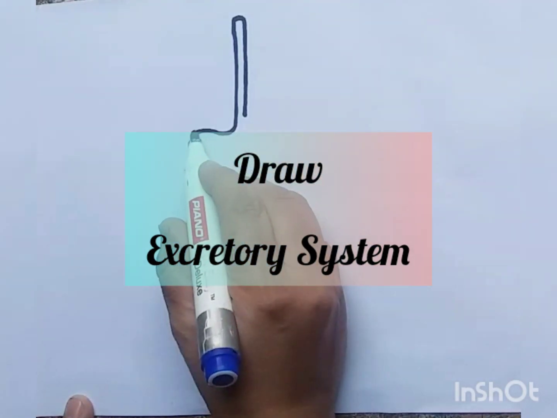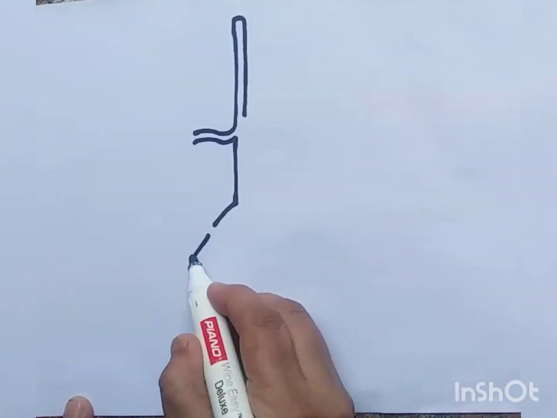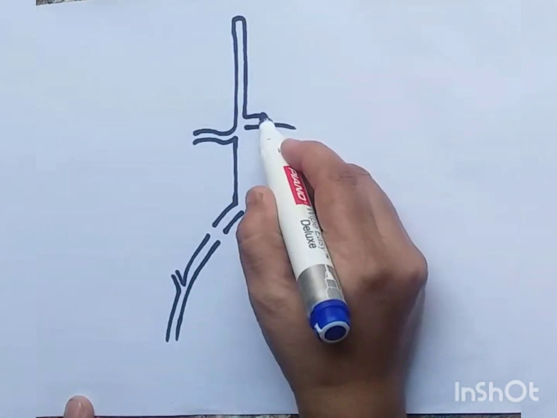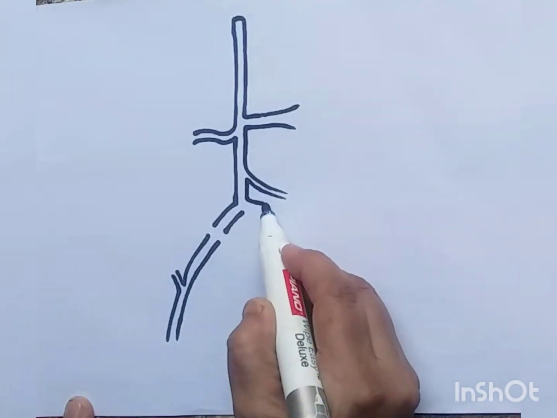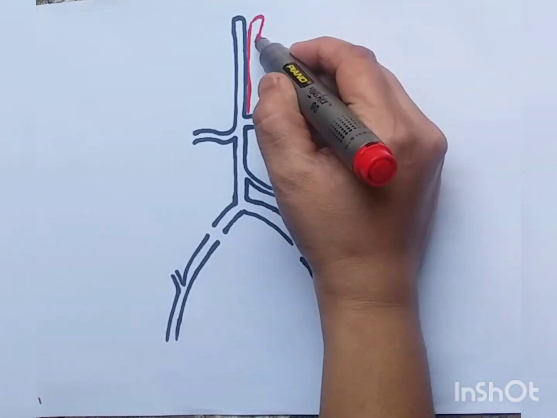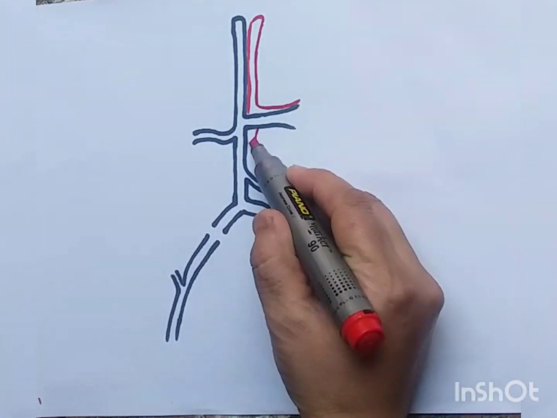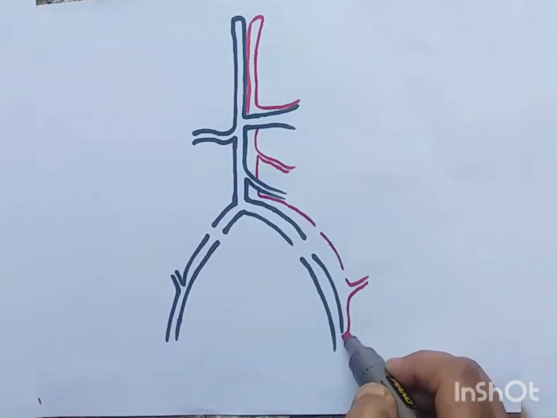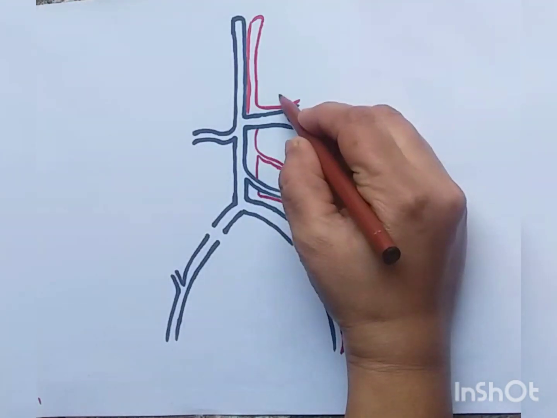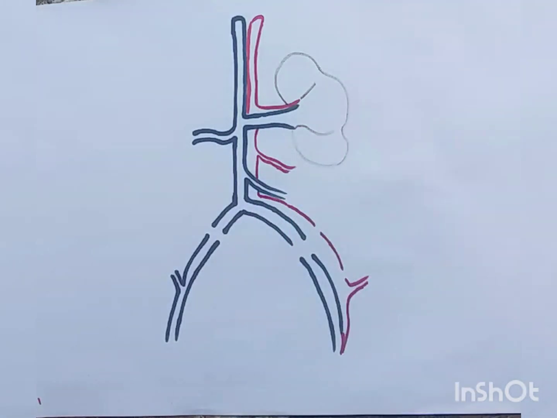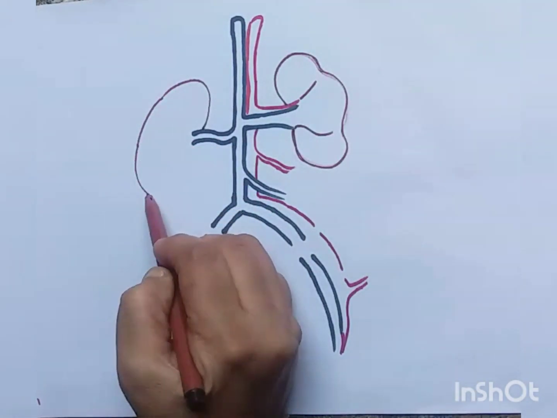Human excretory system consists of one pair of kidneys and associated structures, two ureters, a urinary bladder, and a urethra. Human body has two dark brown bean-shaped kidneys in the abdominal region, one on either side of the vertebral column. The right kidney is a little lower than the left one.